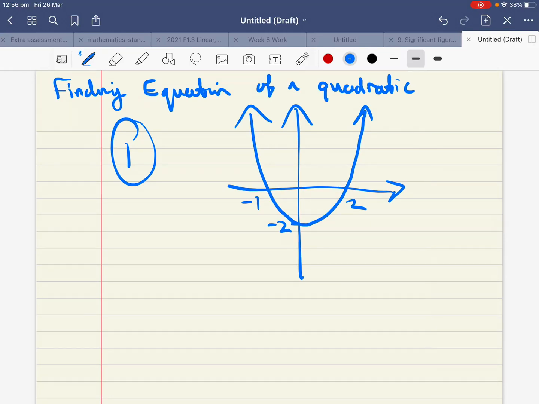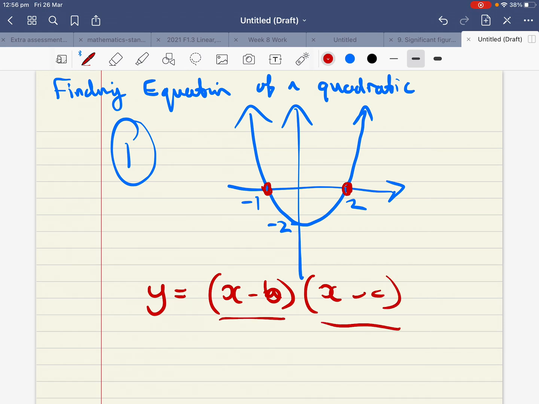In this video, we're going to be finding the equation of a quadratic given different bits of information. In question 1, if we are given the x-intercepts like this, then what we do know is that the form of the equation in a factored or factorized form can be written something like this: y equals a(x minus b)(x minus c), where you've got your two factors there that are going to give us these roots.